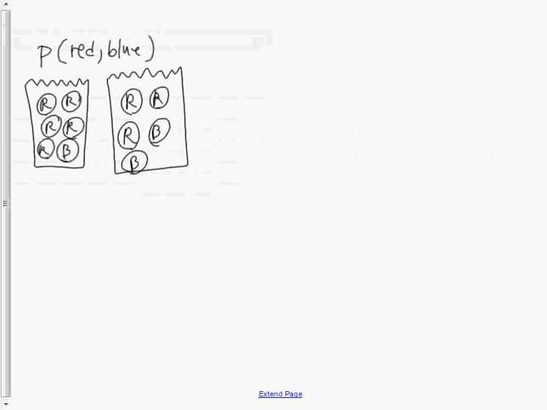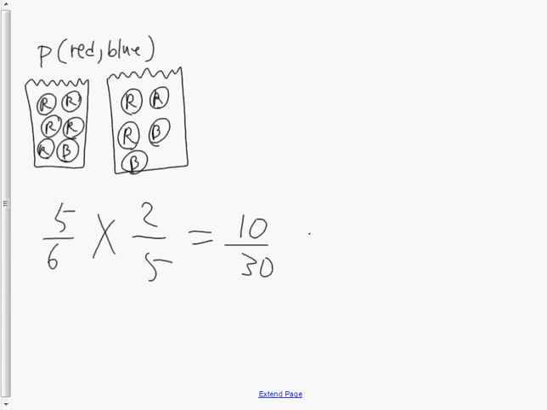Your next question has 2 bags. It says, what's the probability of a red from the first bag and a blue from the second bag? Well, there are 6 marbles, I suppose, in that bag, and there are 5 in this bag. So in that first bag, how many of them are red? There are 5 out of 6 that are red. And for blue, in that second bag, there are 2 out of 5 that are blue. So the combined probability would be the product of those two, which is 10 over 30, which is 0.33 repeating, or 33.33% probability.